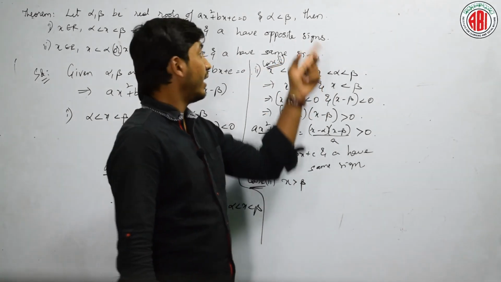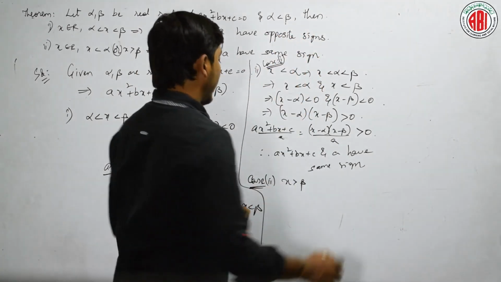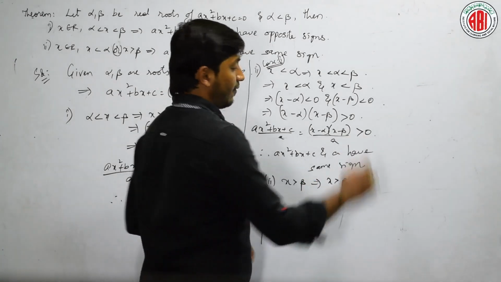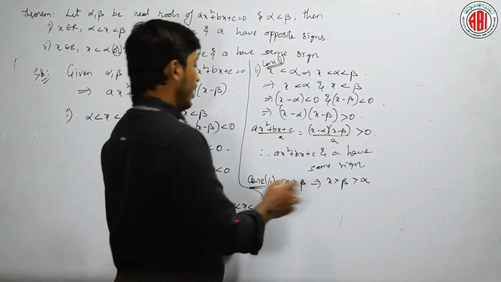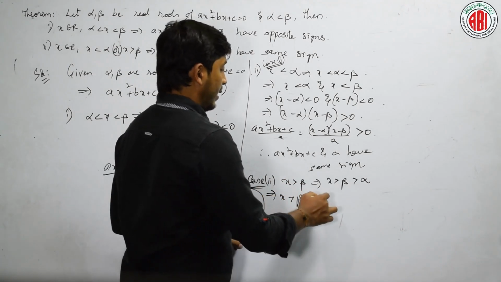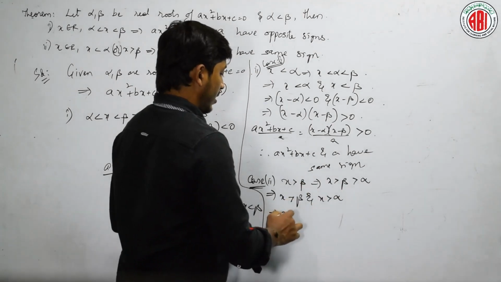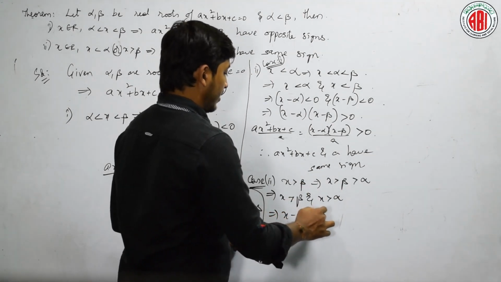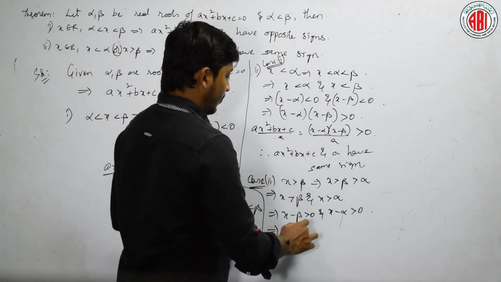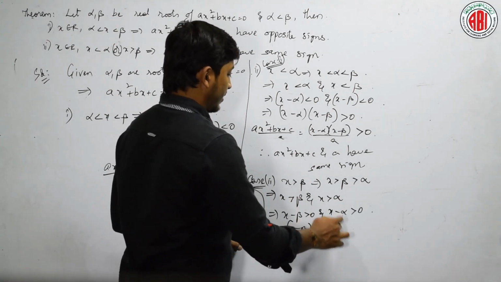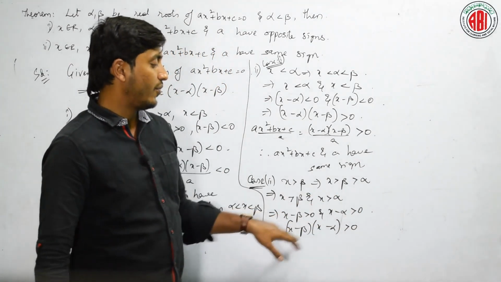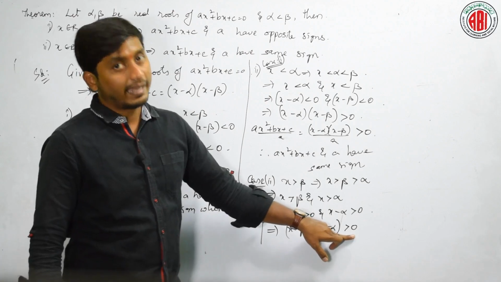Okay. So, can I write beta greater than alpha? Yes, right. From this I can write x greater than beta and greater than alpha. So if I separate it, I will get x greater than beta and x greater than alpha. So, x minus beta is greater than 0 and x minus alpha is greater than 0. Just combine both: x minus beta into x minus alpha is greater than 0. Why? Because both are positive, obviously the product is also positive.